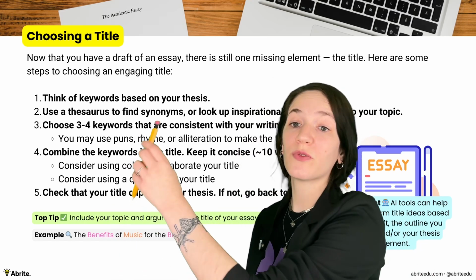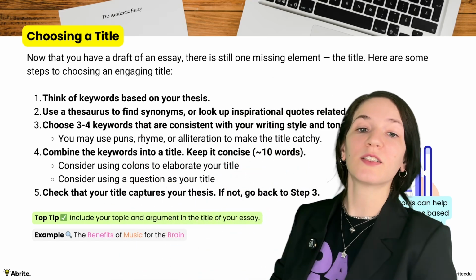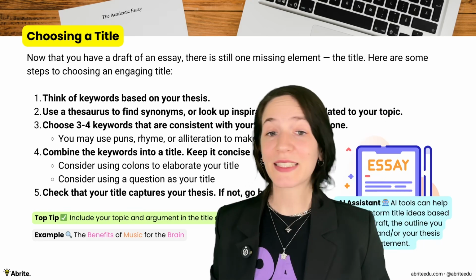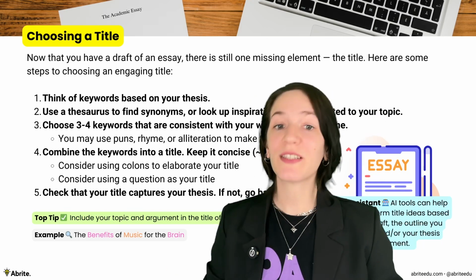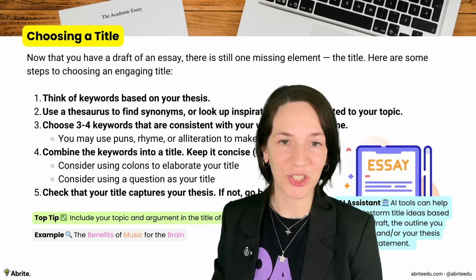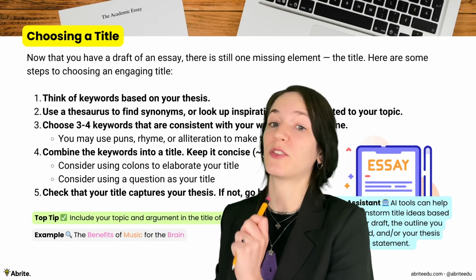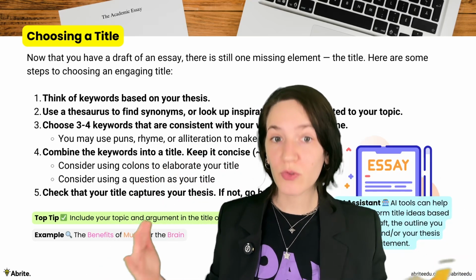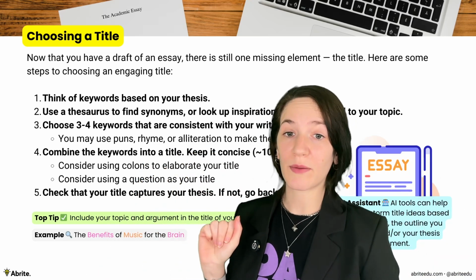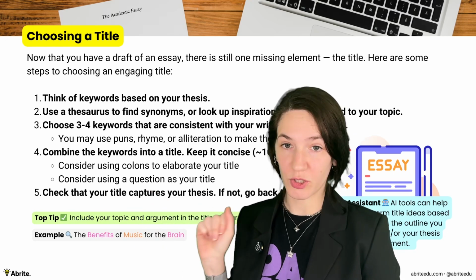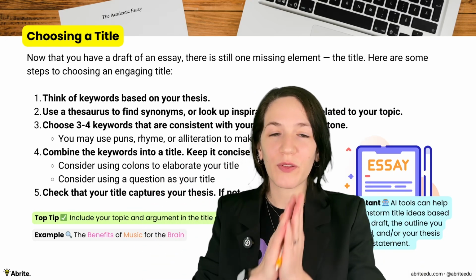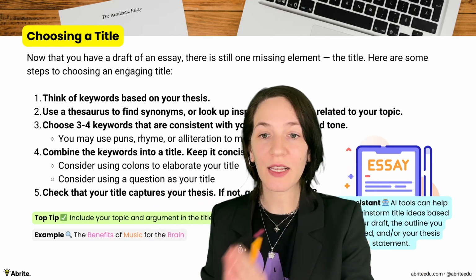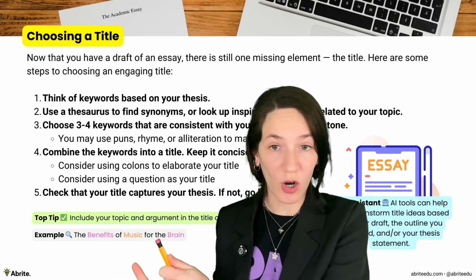From there, you can choose 3 to 4 keywords that are consistent with your writing style and tone. Things like puns, rhyme, and alliteration can make a title more fun and catchy. From there, you can combine your keywords into a title, but try not to make it too long. You can also use colons to elaborate on your title and use a question if you want. The most important thing though is to make sure that your title captures your topic and your argument.